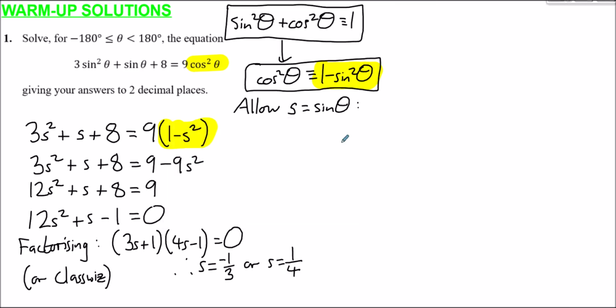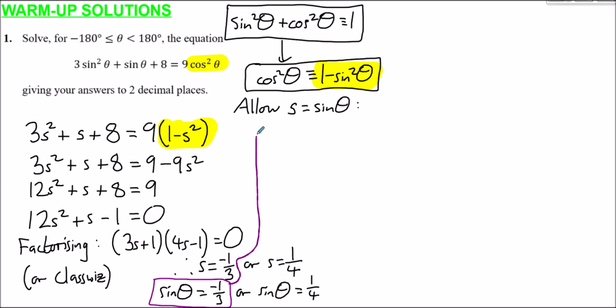So, of course, we weren't talking about s, we were talking about sine theta. So, in other words, sine theta is minus 1/3, or sine theta equals a quarter. I'm now going to divide these into two separate cases. So for this case here, we can solve for theta by doing sine minus 1 of minus 1/3. And this will give us what's called the principal value, in case you've forgotten.